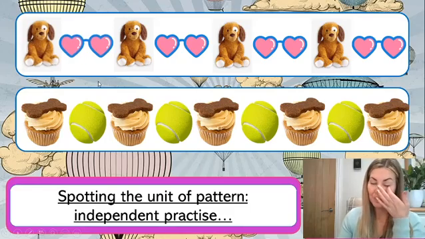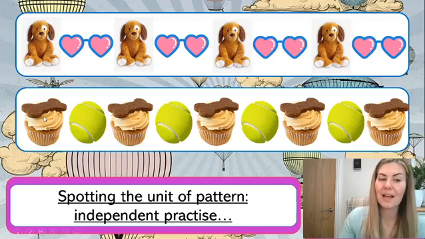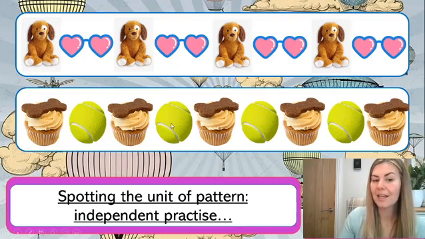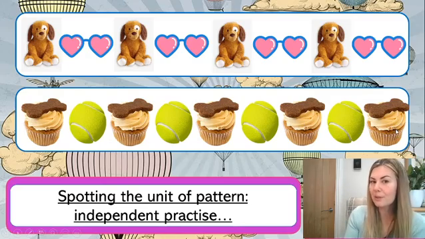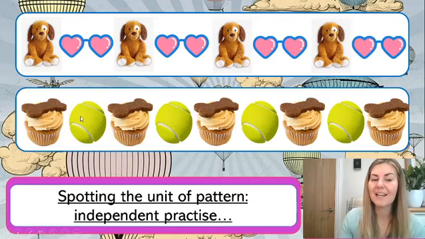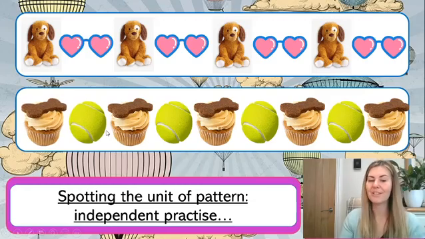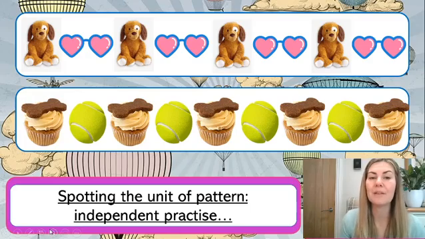What about the one down the bottom? If we read it together, we have cake, ball, cake, ball, cake, ball, cake, ball, and cake. Can you tell me what the unit of pattern was? It was the cake and then the ball. Good stuff, guys. Now that is what we have been learning about this week. We've been looking about the unit of pattern and we've been looking at an AB pattern.